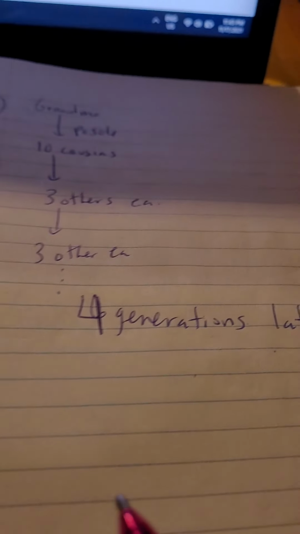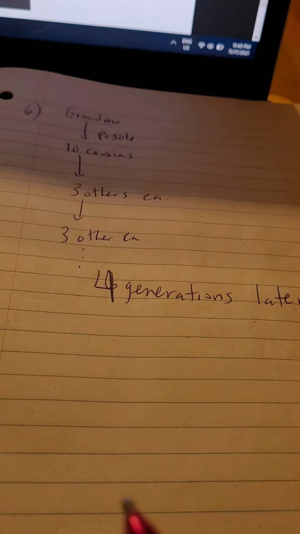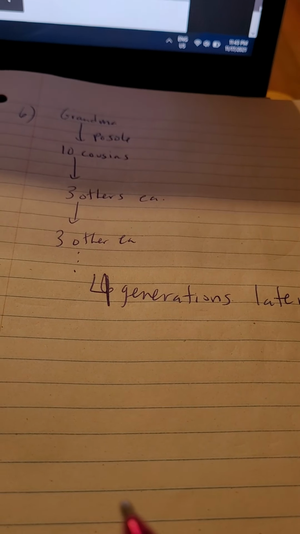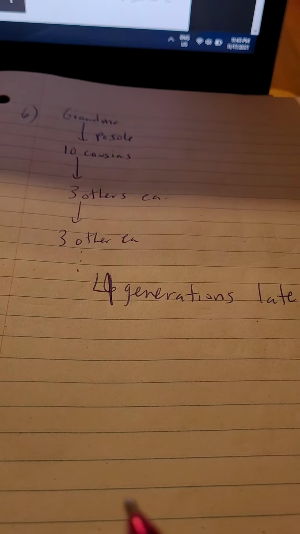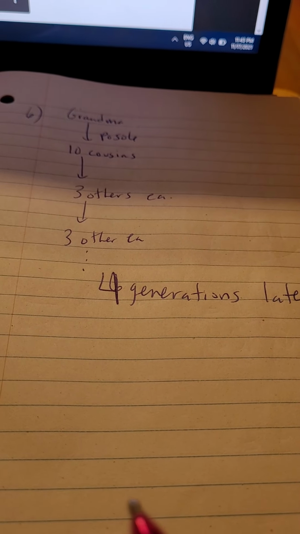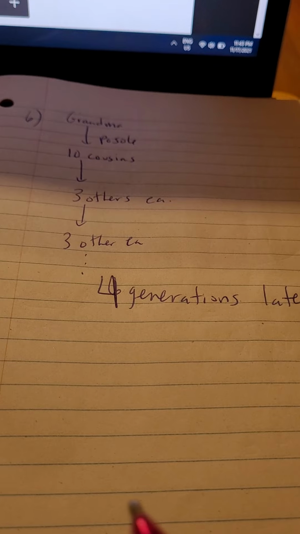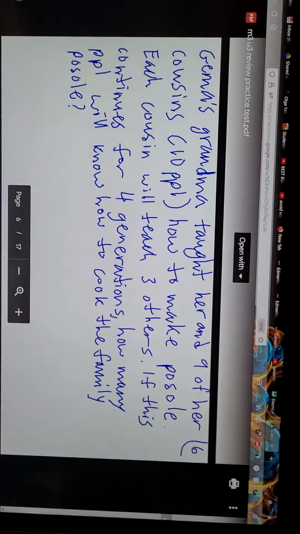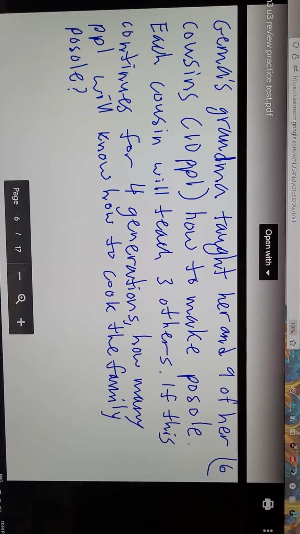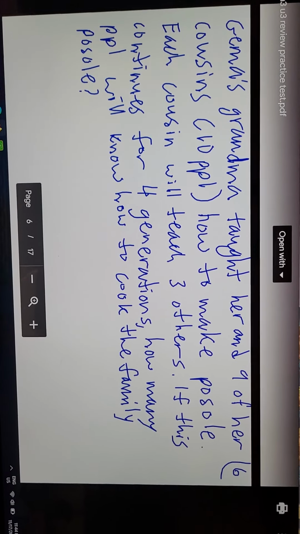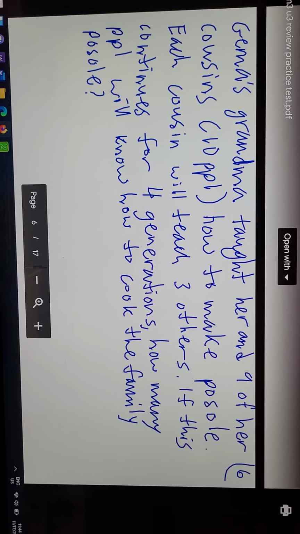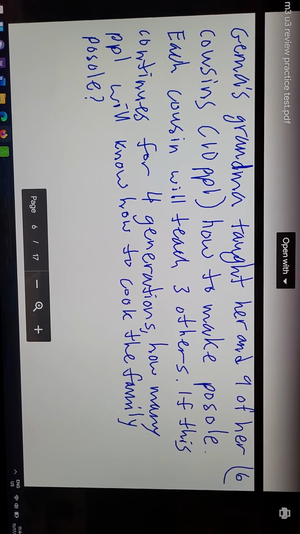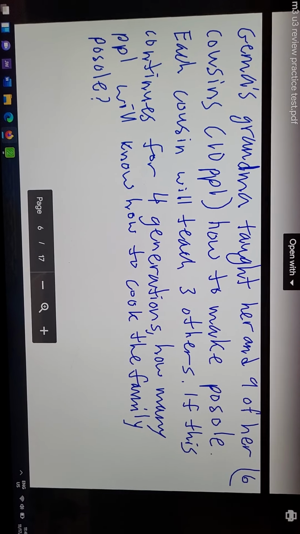Now we're going to do some word problems. I'll show you on the screen so you can see all the words. Here are my abbreviated notes for them. One's about Hema and her grandma and cousins and stuff. And one's about us. Let's see. You can see my scribbles up here. Okay. Hema's grandma taught her and 9 of her cousins, so that's 10 people, how to make pozole. Each cousin will teach 3 others. If this continues for 4 generations, how many people will know how to cook the family pozole?